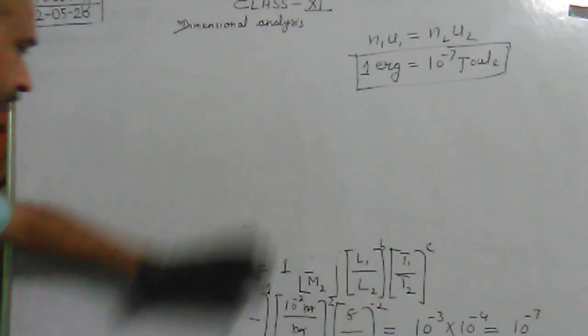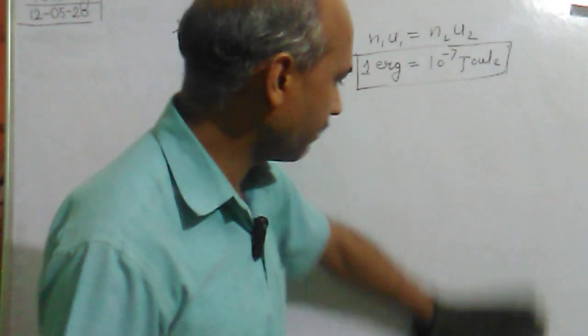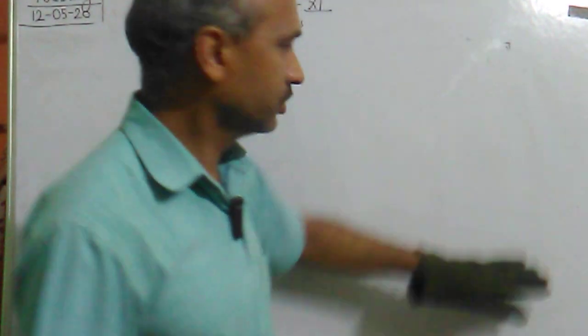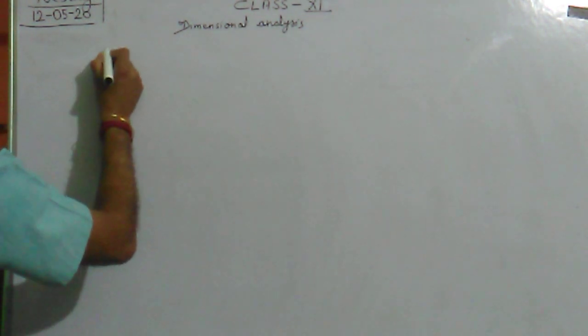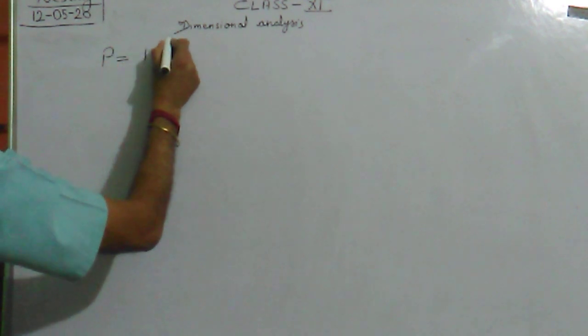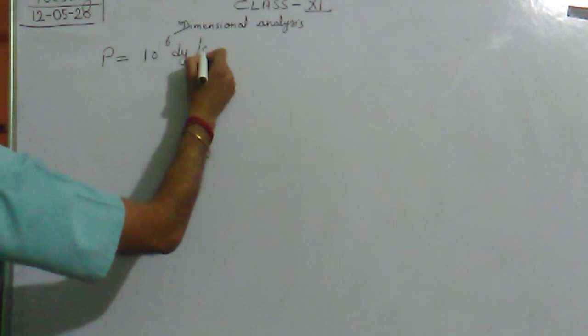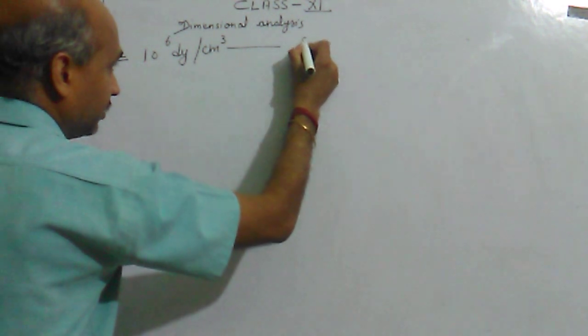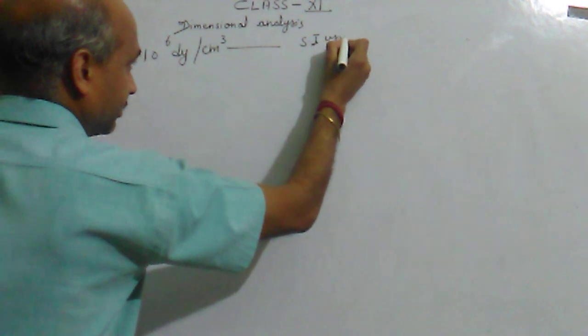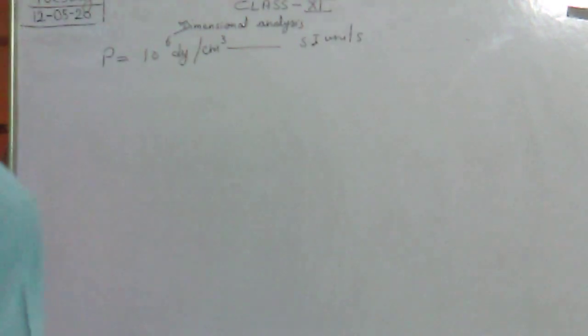Second question अच्छा है because थोड़ा वैल्यू में उसने चेंज कर दिया है. So let us see the second question. Second question है 10 की पावर. The second question says that pressure is given to me. Pressure is 10 की पावर 6 डाइन पर सेंटीमीटर क्यूब को कन्वर्ट करना है किसमें? We have to convert this into SI units. SI units में convert करना.